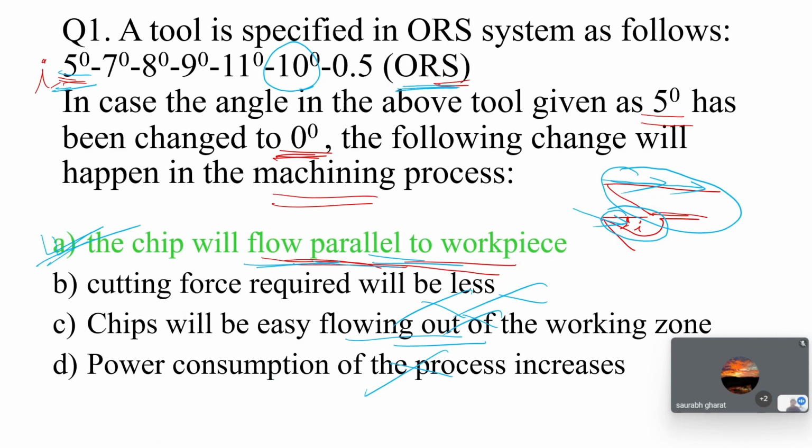The angle is becoming different because you are changing your system. It is ORS now. If it is ASA, then you can say it is a back rake angle, but it is not right now. It is the inclination angle. If it were ASA, they would have written it there, then it might be the case. But right now they are mentioning the ORS system, here also they are mentioning the ORS system. So it is the inclination angle, and if it becomes zero, that means it is like this. If it is ASA, it is different.